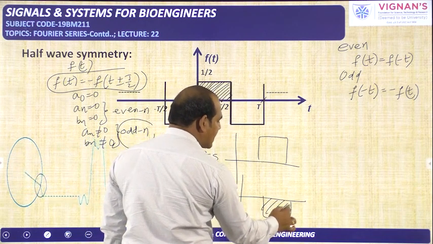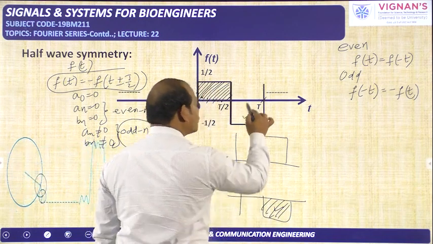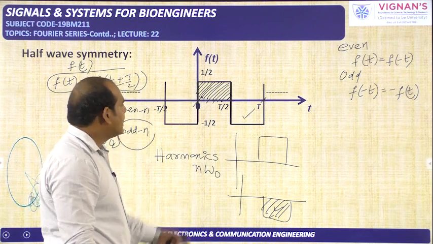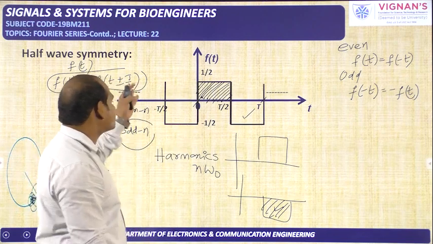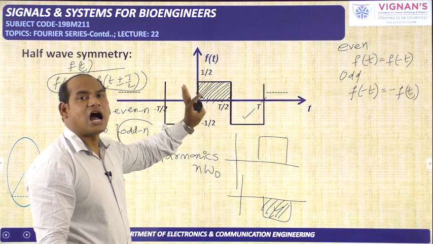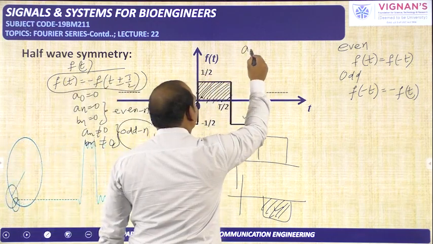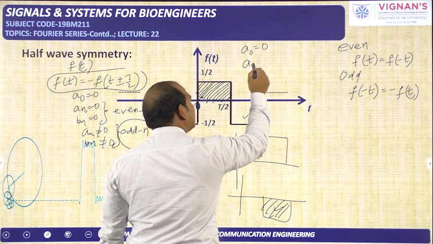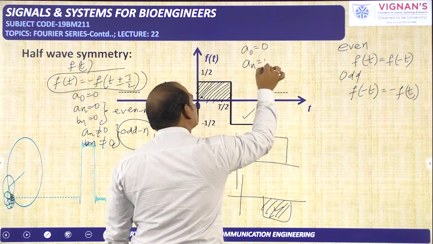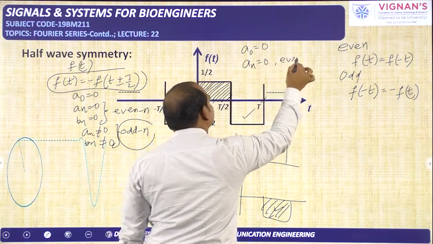So this is what I got, and this is exactly available in the original signal also. So it satisfies this particular equation. So this signal has half wave symmetry. For this signal, if you calculate A naught, you will certainly get 0. If you calculate A n, you will get 0 for even n.